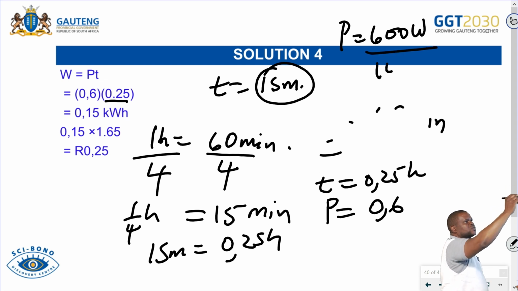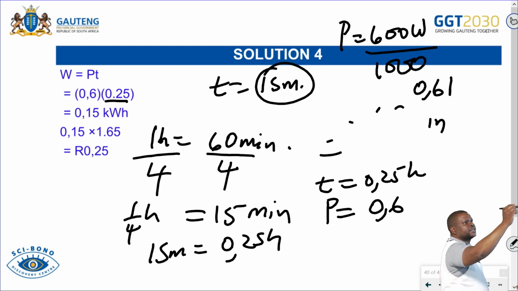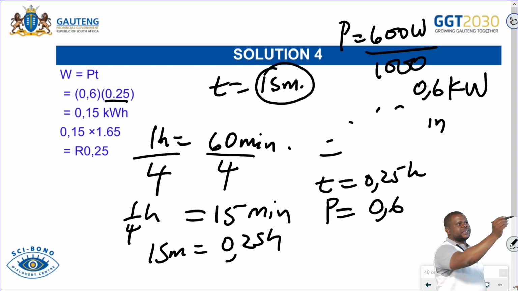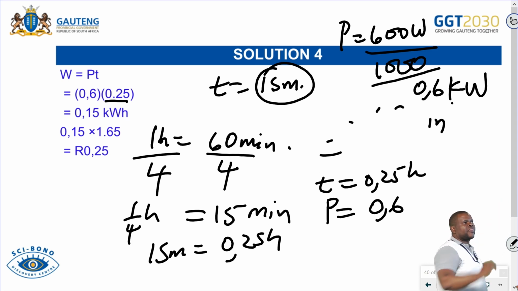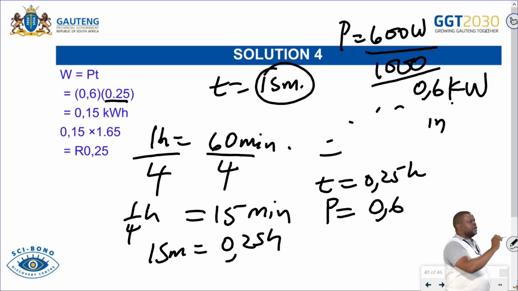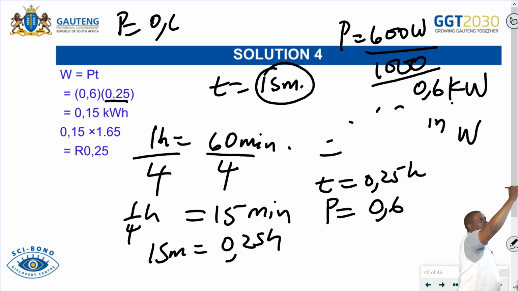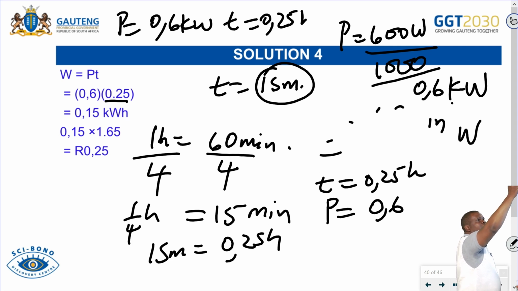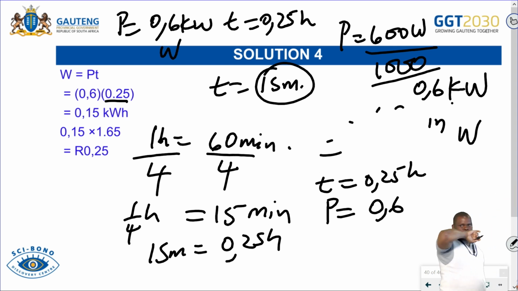Then if we divide this by 1,000, we're going to have 0.6 kilowatt. Can you see? Kilowatt, because we divided by 1,000. Now, grade 11s? Yes. Then we have a power and we have time, and we're looking for energy. We have power, which is 0.6 kilowatt, and time, which is 0.25 hours, and we're looking for energy. Energy is unknown.